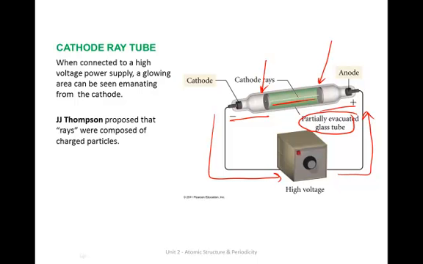Okay, he initially called these rays cathode rays, but we now know that what was forming these cathode rays was electrons. Electrons were traveling from one electrode to the other.